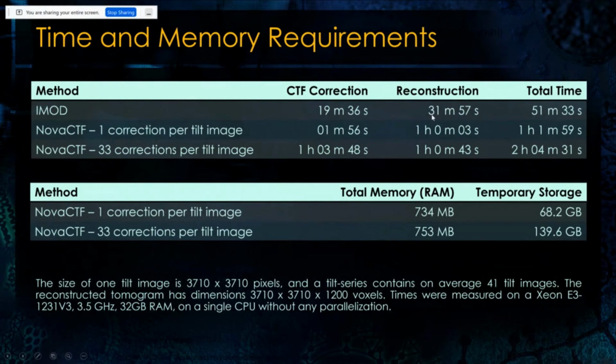But then the reconstruction itself is not so much more, and most importantly, it does not increase with the number of the correction. So if you have 33 tilt series instead of 1 or 45 instead of 1, the difference is not much more here in this reconstruction time. And all in all, the original reconstruction time for the original data set was 51 minutes per tomogram, while we have 2 hours, which was not so bad given the improvement.